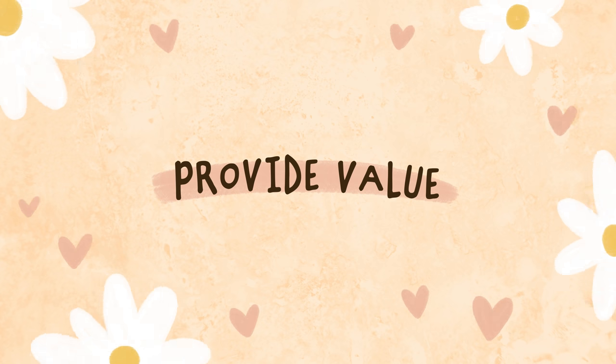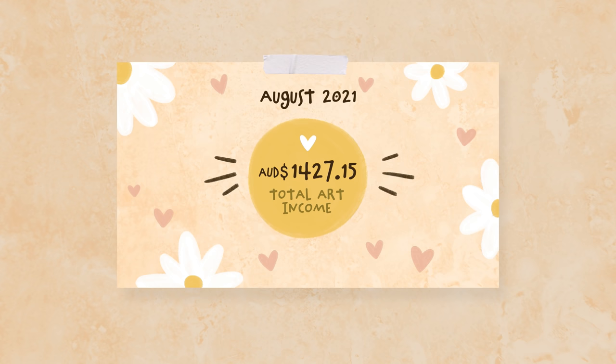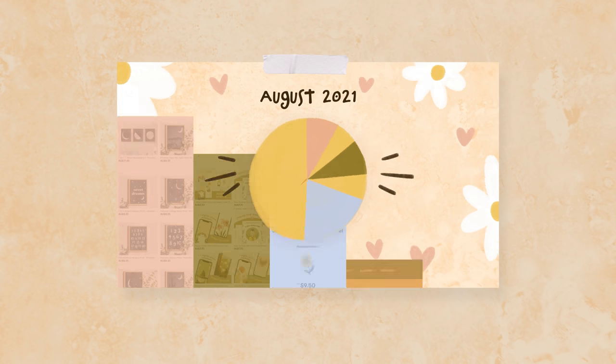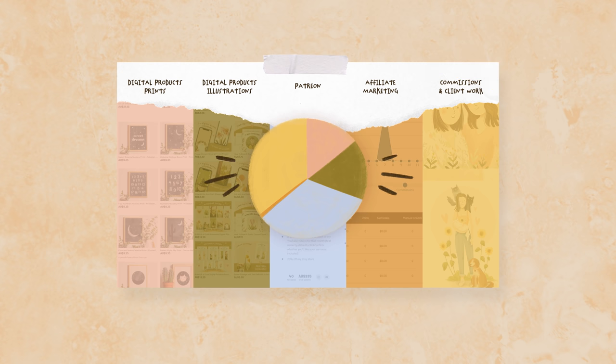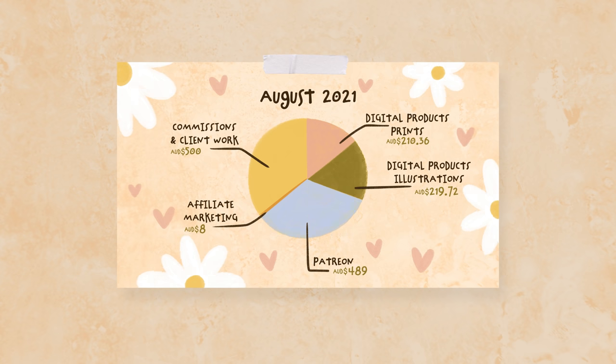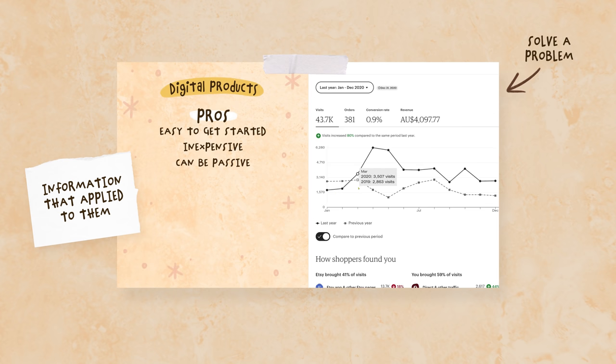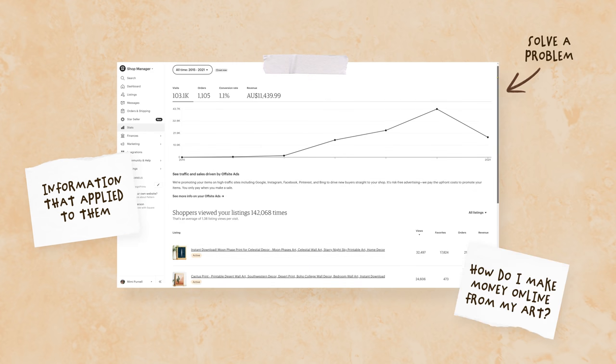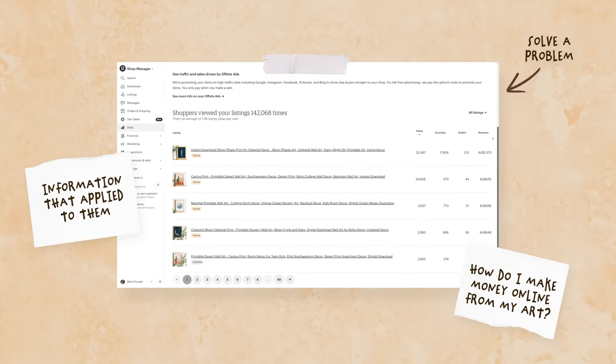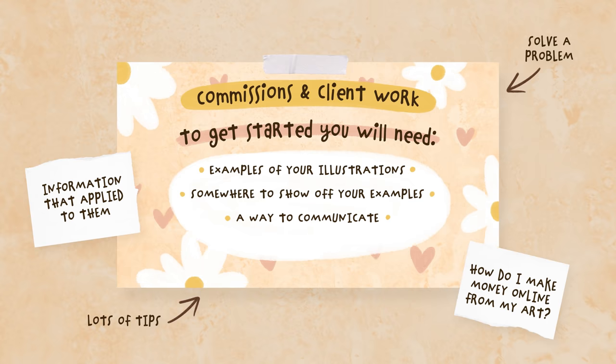I provided value. I made a real effort with the income video to provide as much value as I could to my viewers, because although it was an insight into my income, I wanted people to be able to take away information that applied to them, or at least gave them some ideas that could help solve a problem for them, which in the case of that video is how do I make money online from my art. So I made sure I included lots of tips that a viewer could take away from the video.